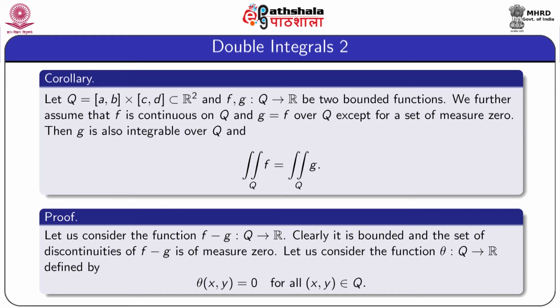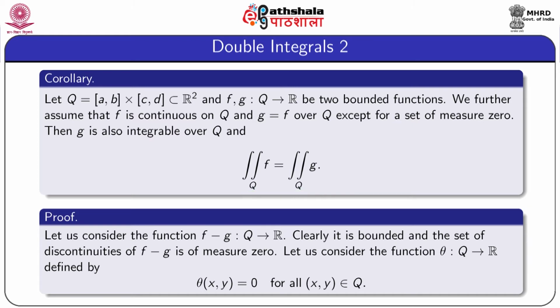Corollary. Let Q equal to [a,b] cross [c,d] and f, g from Q to R be two bounded functions. We further assume that f is continuous on Q and g is identical with f over Q except for a set of measure 0. That is, g agrees with f almost everywhere on Q. Then g is also integrable over Q and integral of g equals integral of f.